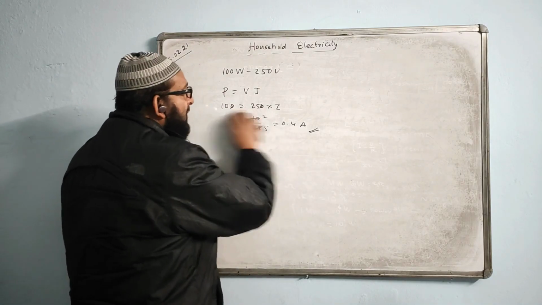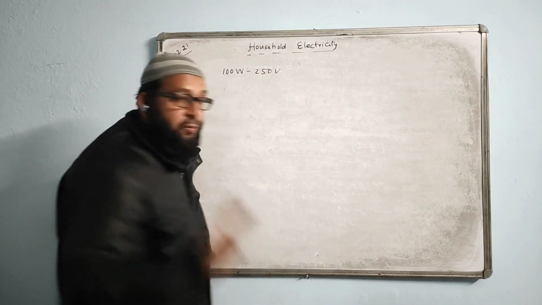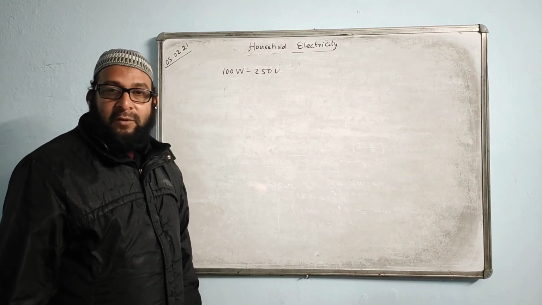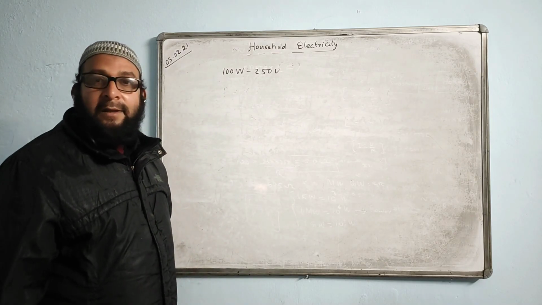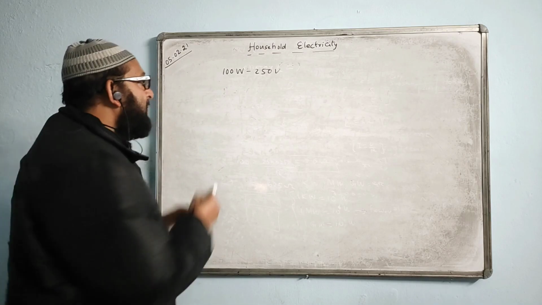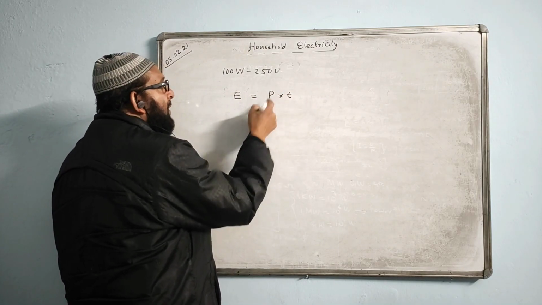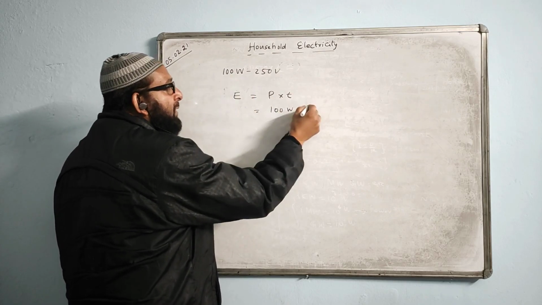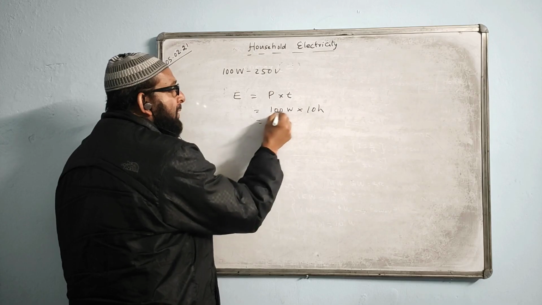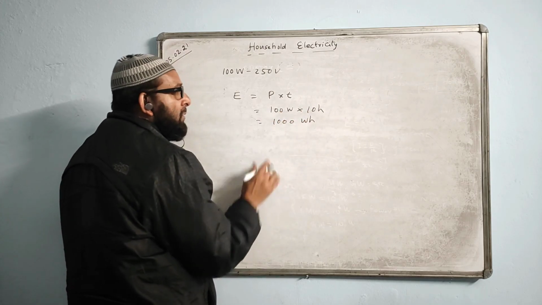And the same question says, find the energy consumed by the bulb when used for 10 hours. When we are using this bulb for 10 hours, how much electrical energy is consumed? So then we will use this: energy is equal to power into time. Power value is 100 watt. Time, as I said, we are using the bulb for 10 hours, right? 10 hours. 100 into 10 multiply. This becomes 1000 watt hour.